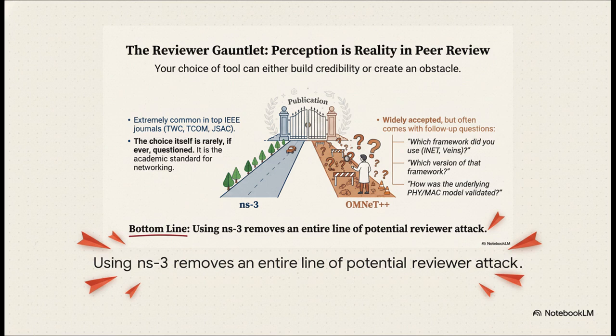Which framework did you use? What version? How did you validate it? The bottom line? Using ns-3 just completely removes an entire category of attacks a reviewer can throw at you.